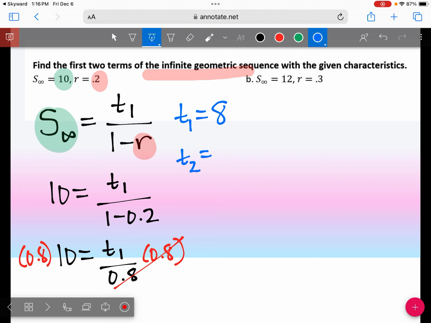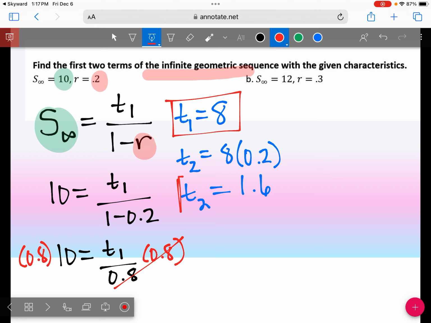How do you think we're going to find T2? What's the common ratio they gave us? 0.2, yeah. So to find T2, we would take 8 times the common ratio. If you take 8 times 0.2, then you get that T sub 2 is equal to 1.6. And it only asks us for the first 2 terms. So it says, find the first 2 terms.